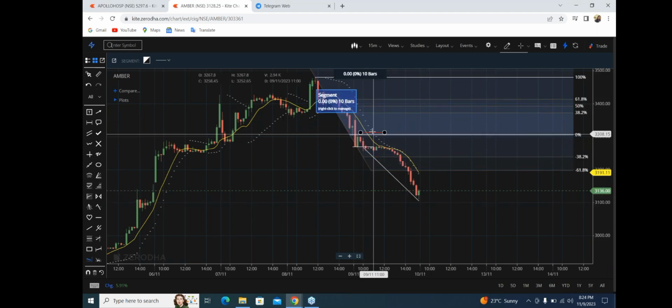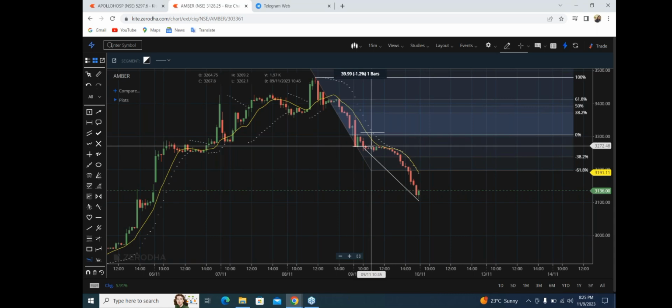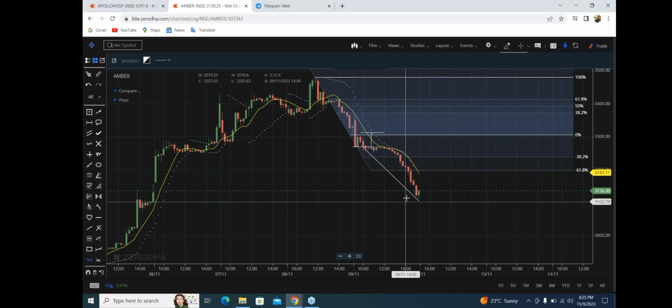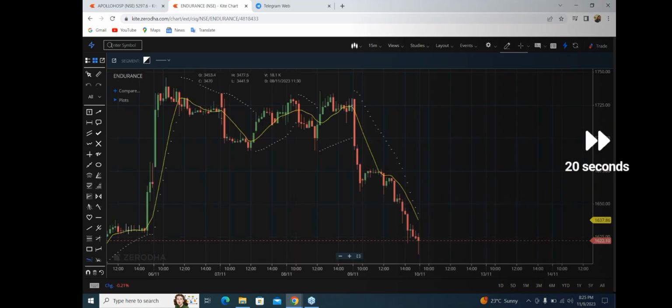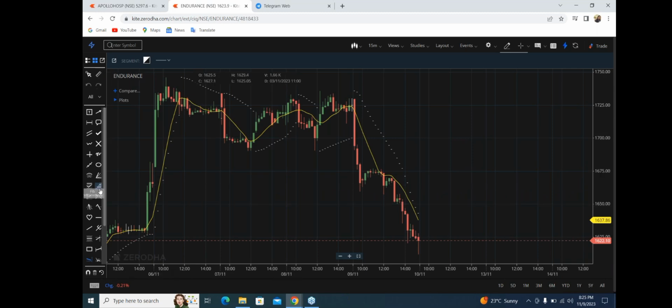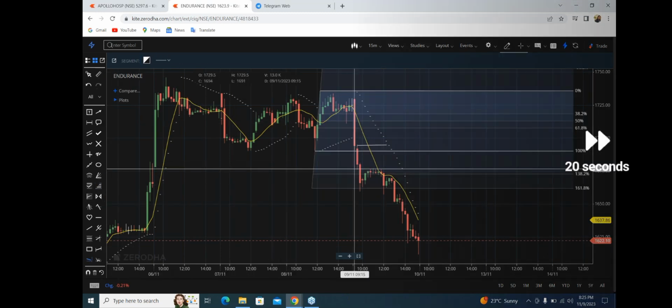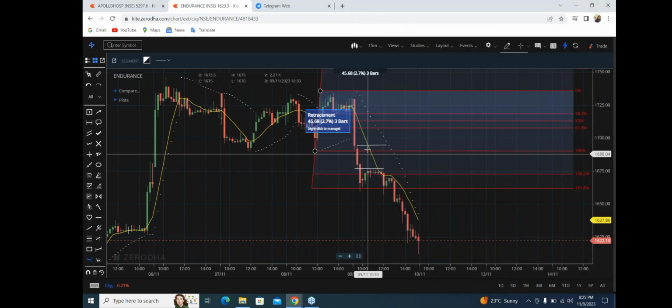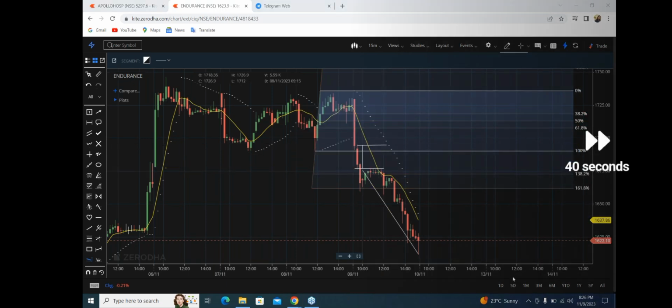So what was my risk? My risk was around 40 rupees. What is the reward? So let me plot Fibonacci. So what was the risk? Yes, yes, Rahulji. You're right.